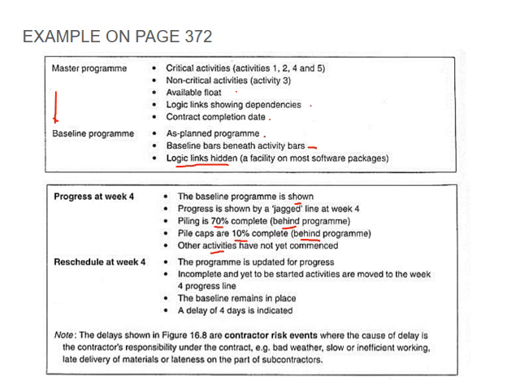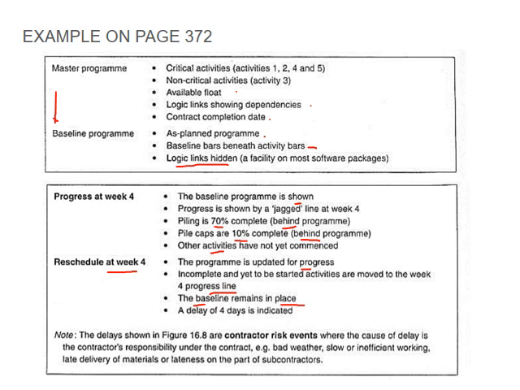Then you do your rescheduling accordingly, and the program is updated for progress. Incomplete and yet to be started activities are moved to the week 4 progress line. Then the baseline remains in place. The baseline is shown. Now I'm going to focus on that. Then a delay of 4 days is indicated.